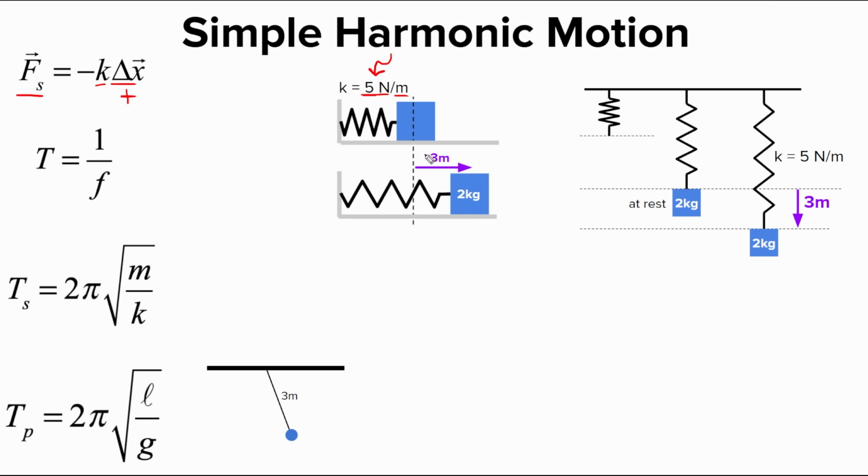I pull this thing to the right? I've displaced it from equilibrium. So this delta x is not the length of the spring. It's how far you've stretched it from the unstretched length of the spring. So this would be 3 meters right here.